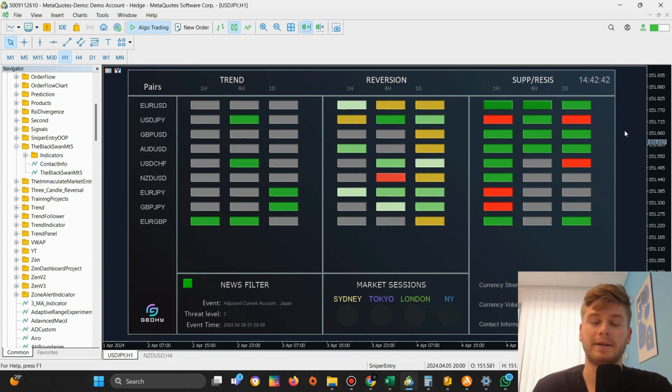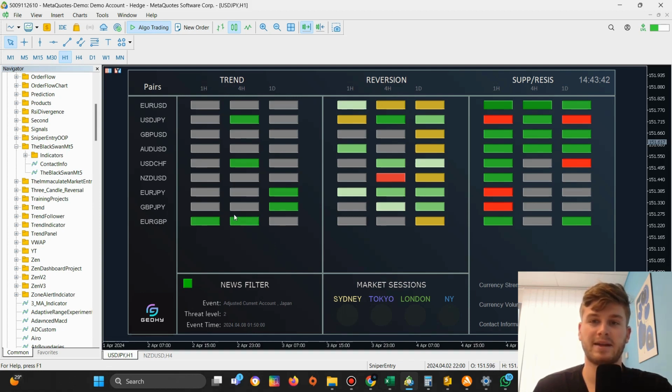How I do my analysis is that I go step by step. So I start with the trend indicator. I basically look for the same trend on multiple time frames. In this case, this only applies to EURGBP, which has a bullish trend on the 1 hour and 4 hour chart. So this is basically what I focus on.